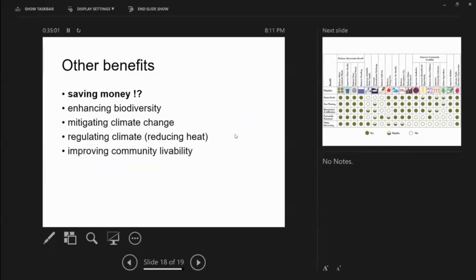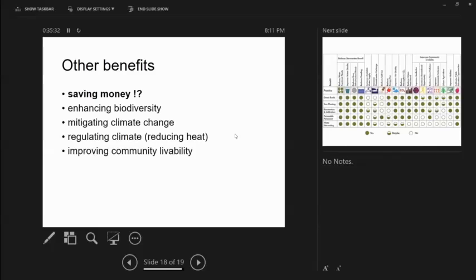Just to end, when we looked at these green infrastructure types of projects or methods, we focused exclusively on the benefits to hydrology and water quality. But there are many, many other benefits which have made these green infrastructure methods quite popular. They could save money, right? That's where we perhaps need to start.